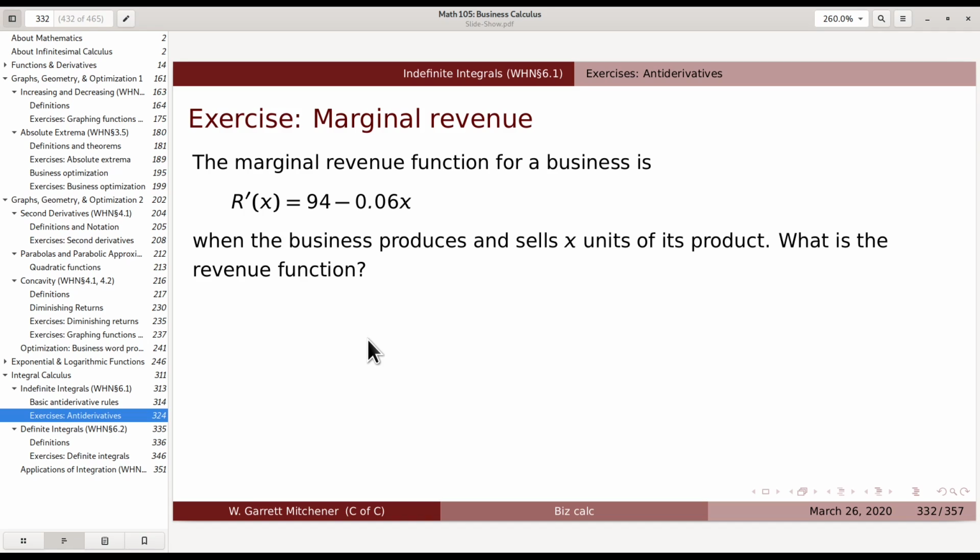So here's an example. Suppose we're given that the marginal revenue function for a business is R prime of x equals 94 minus 0.06x, and that's when the business produces and sells x units of its product. What is the revenue function? Okay, well, take a moment, pause the video, try to solve this.